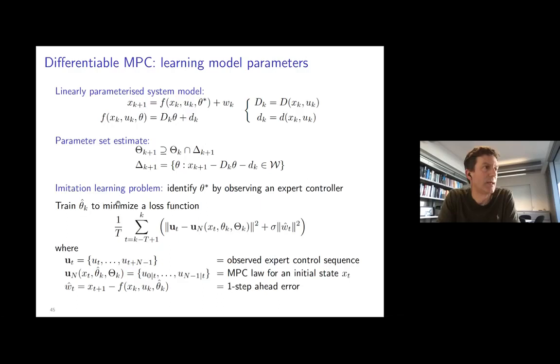So, for example, an imitation learning problem involves trying to learn the parameters of the model, or possibly the cost that we're using in MPC, in order that the distance of the controller from some expert controller is minimized. Okay, so we have an observation of an expert controller, and we want to define the system parameters so that the MPC controller matches this expert controller by minimizing this quadratic cost.